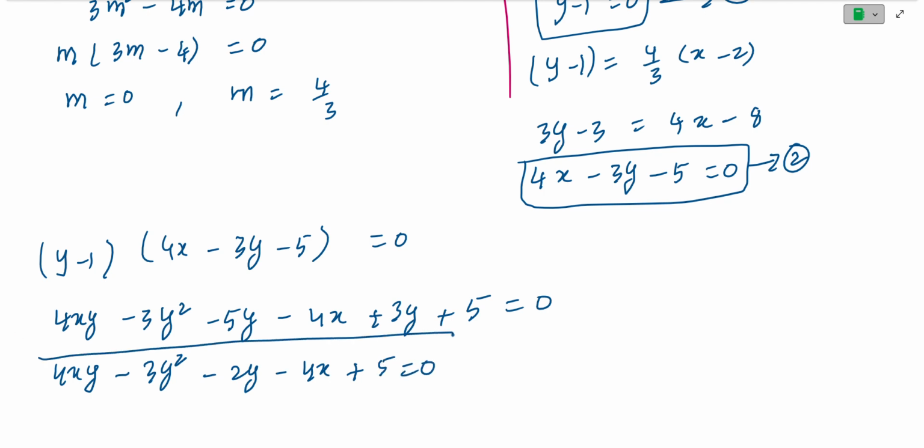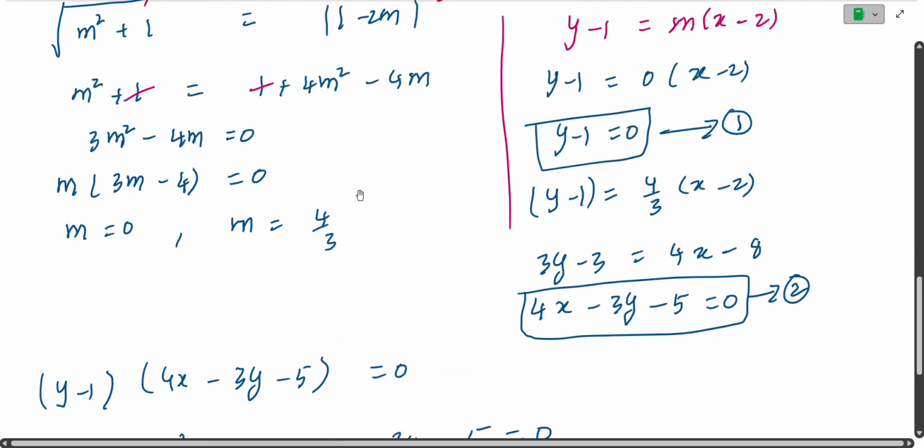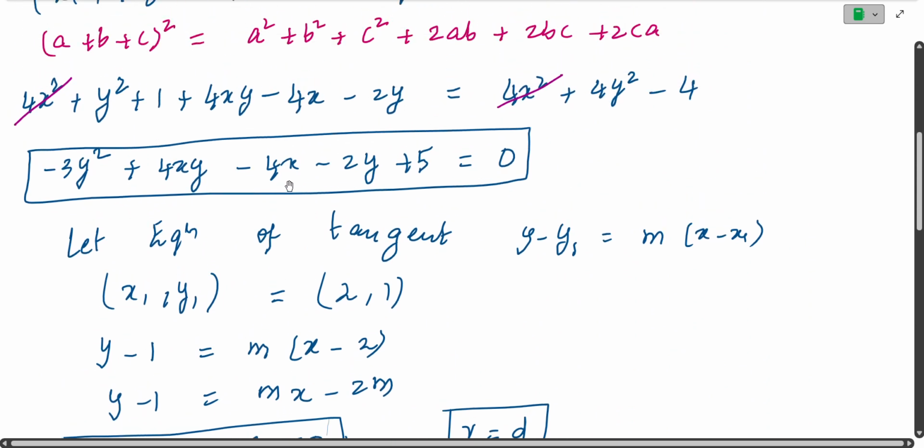So if you observe this equation and the equation from the formula we have got, they both are same.